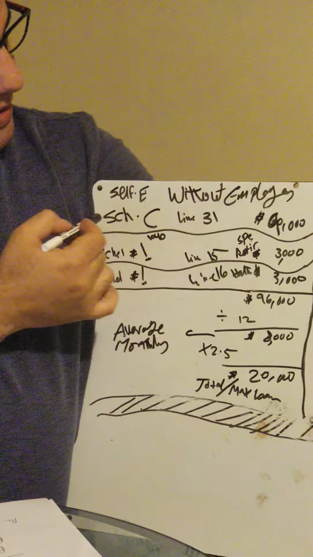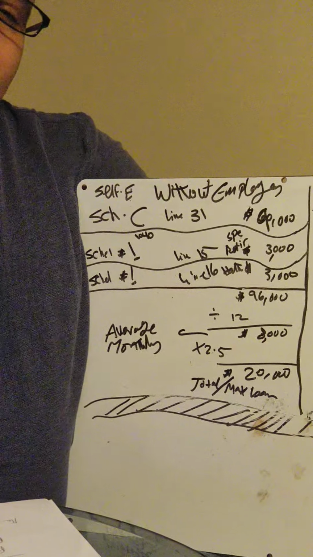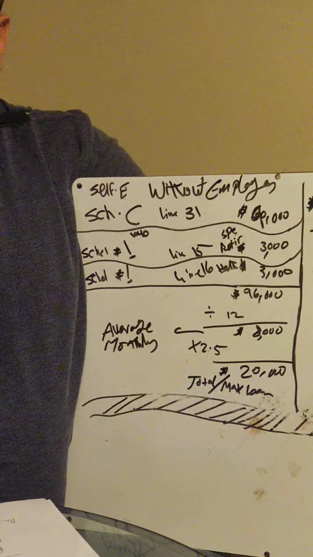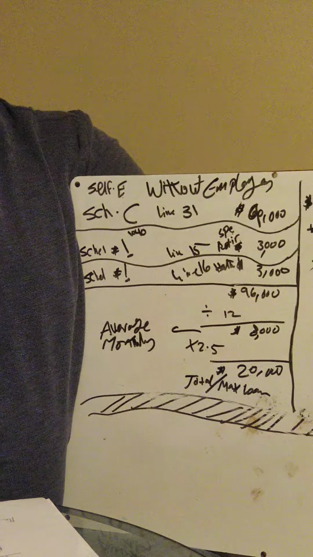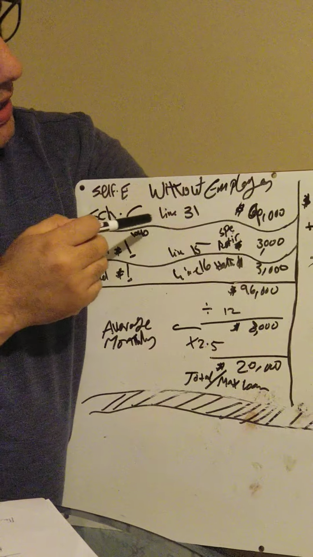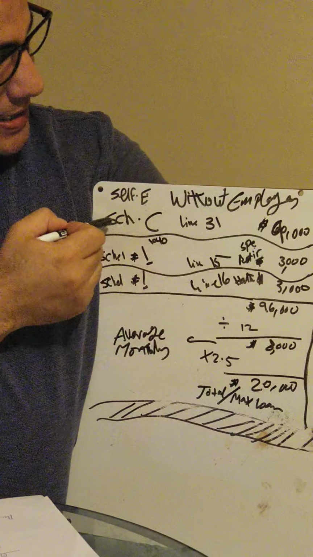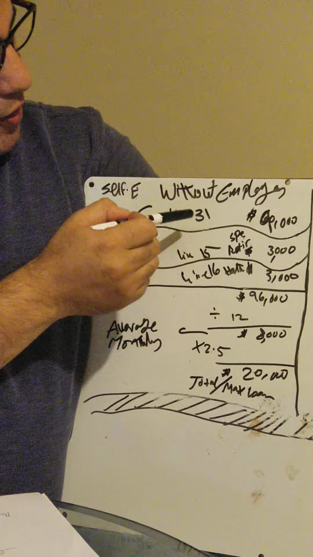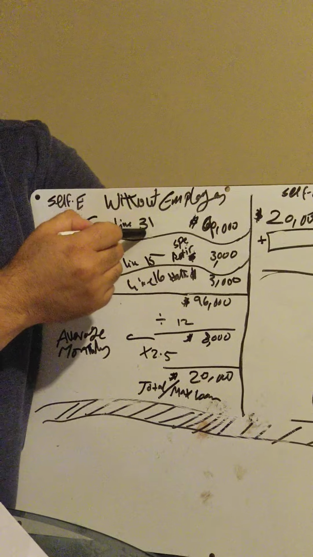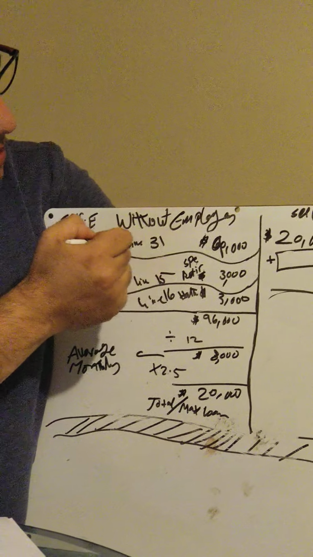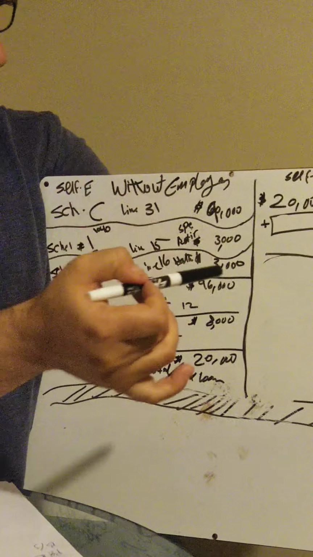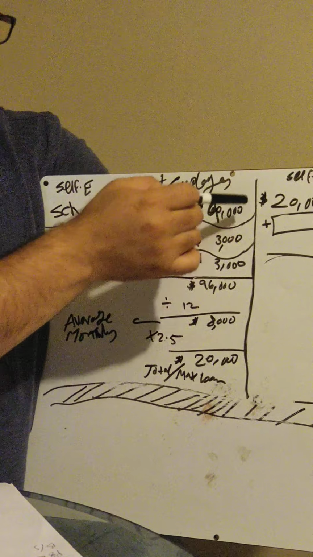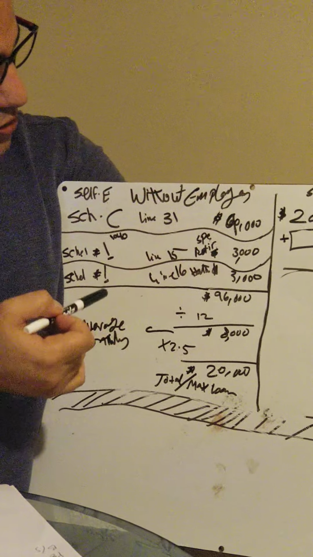How are we going to do this? It's very simple. Go to your 2019 1040 tax return and go to Schedule C, line 31. Schedule C, line 31 of your 1040 2019. That line should show your net, all your income minus your expenses. That is your net. In my example here, I said it's $90,000.